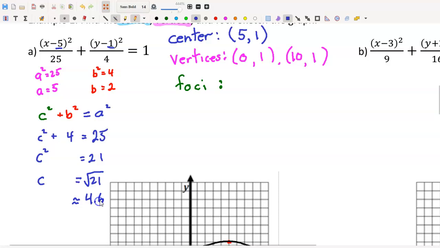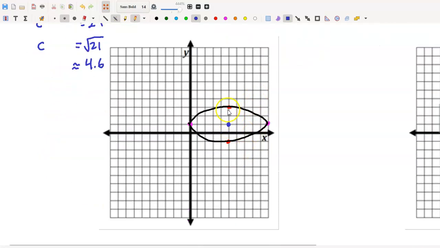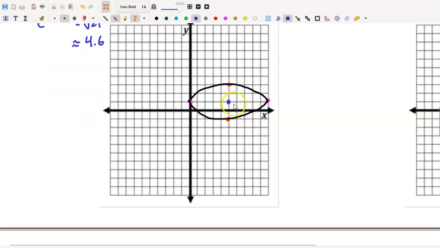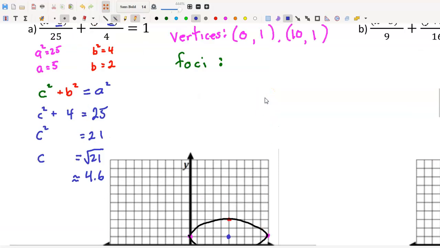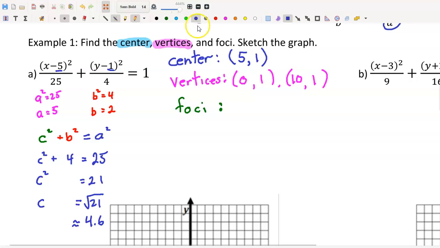So with the vertices, we started at the center and went left 5 and right 5. But now we know the C value is 4.6, so back to the center, left 4.6 and right 4.6. One way of writing it is you take the center, and go left 4.6, which would be minus 4.6, and right 4.6, which would be plus. So whatever we get for C, we just do plus or minus that value.